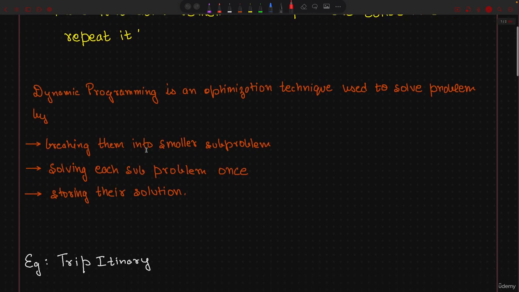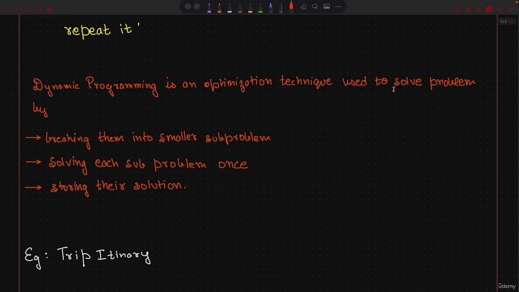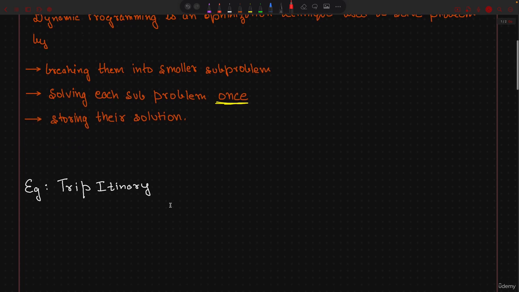Now, dynamic programming is an optimization technique used to solve problems by breaking them into smaller subproblems, solving each subproblem once. This "once" is very important here. Solving each subproblem once, and we also make sure that we are storing their solution. Once you have solved that particular subproblem, we have to make sure that we are also storing its solution, so that we don't forget it. That's the basic idea behind the overall workflow of dynamic programming. So let us understand this by a real life example.